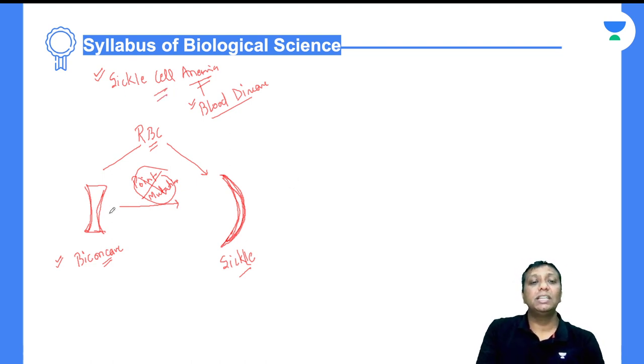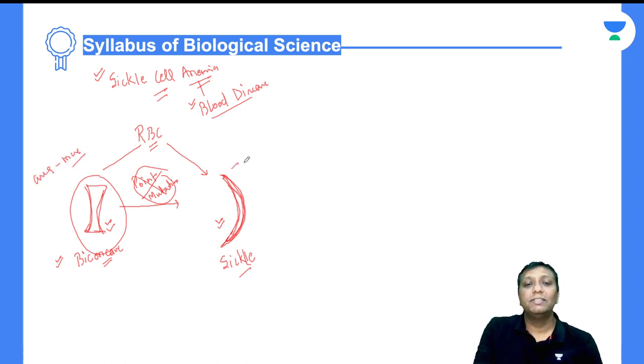In the case of sickle cell anemia, the shape of the RBC, which is biconcave, becomes sickle-like. Okay, and sickle-like, you see the area of this and the area of this. I hope you can guess very easily. The area of this is more. The area of this is what? This is more. And what about the area of it? It is very, very less.